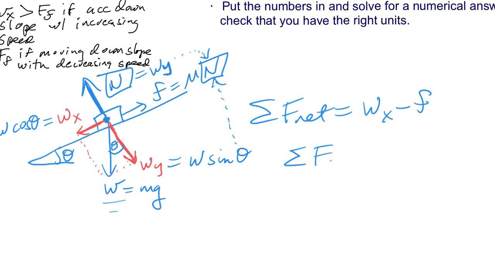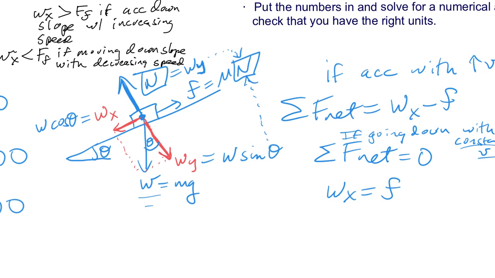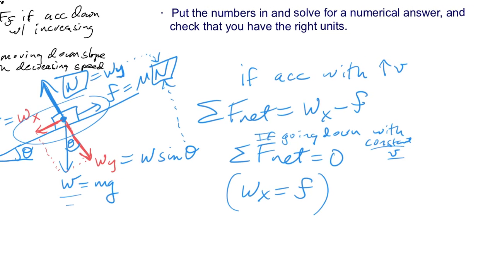If he was sliding down at a constant speed, with constant velocity, then F net would be 0, acceleration would be 0, and we could say that Wx is equal to the friction, because those two forces would have to be equal and cancel out each other. Okay, so those are fancy problems. We'll deal with those later.